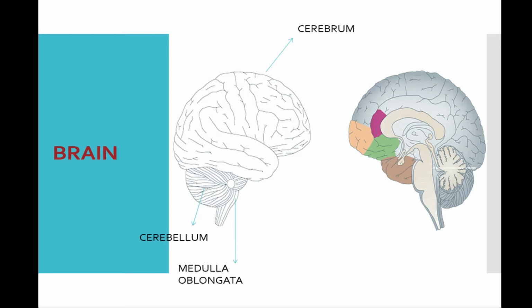Posterior is the back part, okay, and it controls what? Breathing, heartbeat, coughing, sneezing. All the involuntary functions of your body are actually controlled by the medulla oblongata.